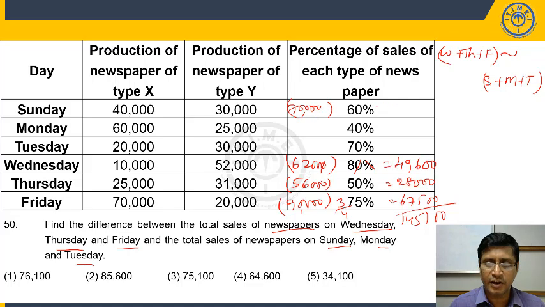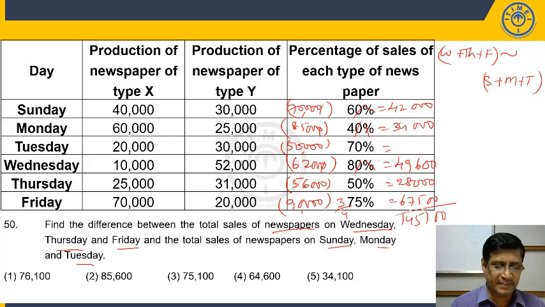In that 60% are sold. 60% of the value is equal to 42. So the 0s get cancelled, 42,000. And whereas Monday, 85,000 is the total number. In that 40% means it is 34,000. And what about Tuesday? 50,000 is the total number. So 70% means it is 35,000, half of the value. Here I am taking percentage, so cancel the percentage and simplify.